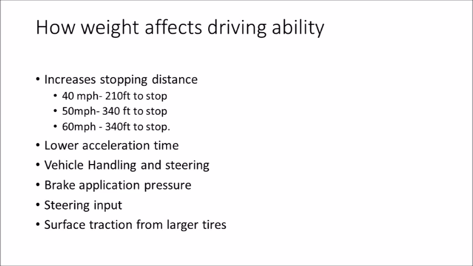Now we're going to talk about how weight affects driving ability. These vehicles are definitely larger and more cumbersome to drive than a normal car. The distance it takes to stop will be increased because of the weight behind them. At 40 miles an hour, a driver could expect his vehicle to take 210 feet to stop. In a car, about average size, it would only take about 20 or 30 feet to stop. Going 50 miles an hour, you can expect the vehicle to stop in 340 feet, and it's the same at 60 miles an hour. Also, because of the weight, these vehicles have a longer acceleration time.